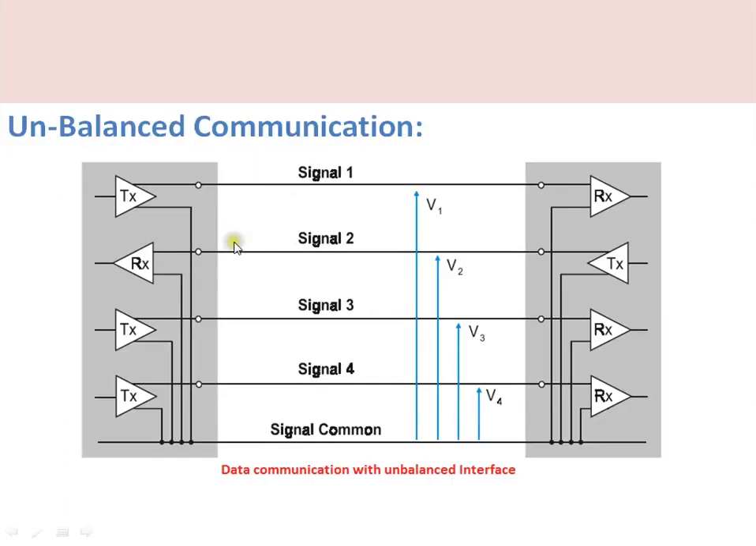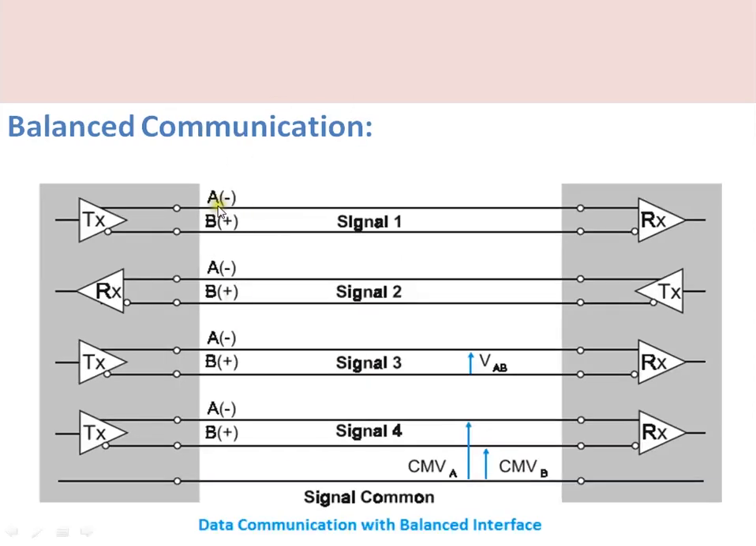This is the unbalanced communication. How does it happen? RS-232 and RS-423 use unbalanced serial communication. Here you can see the data is transmitted with reference to the ground and also received with reference to the ground. Because of this, it cannot be used for longer distances, because in industries so much noise is present. The noise may be added to the signal line and give erroneous data. In order to overcome this disadvantage, balanced communication is used.